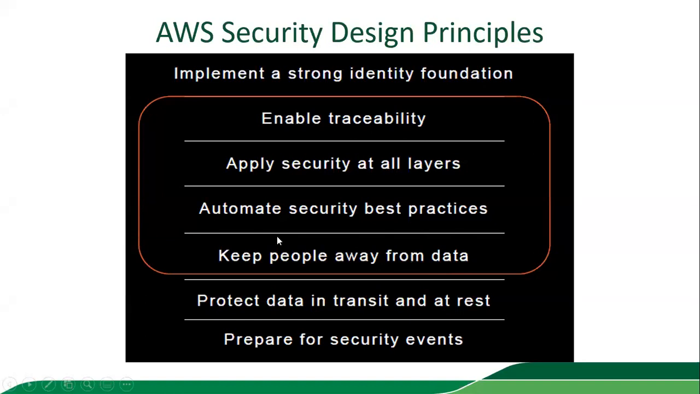In AWS, we also pay special attention to automation. All of the security best practices should be automated, so baseline security must be enforced at all levels. And then AWS also focuses on traceability, because this is a key aspect. If you cannot trace, you cannot detect. So traceability is another key security design principle in AWS.